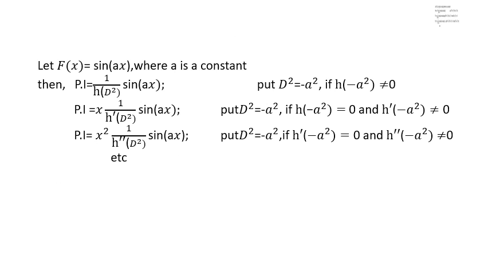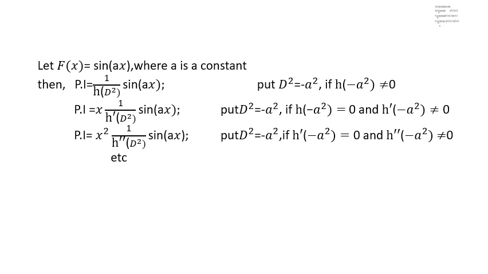Suppose F(x) is equal to e to the power ax, where a is a constant. I already explained the method to find the particular integral. Now, let us assume F(x) is equal to sin ax or cos ax, where a is a constant. Now let us see the method to find the particular integral when F(x) is sin ax or cos ax.